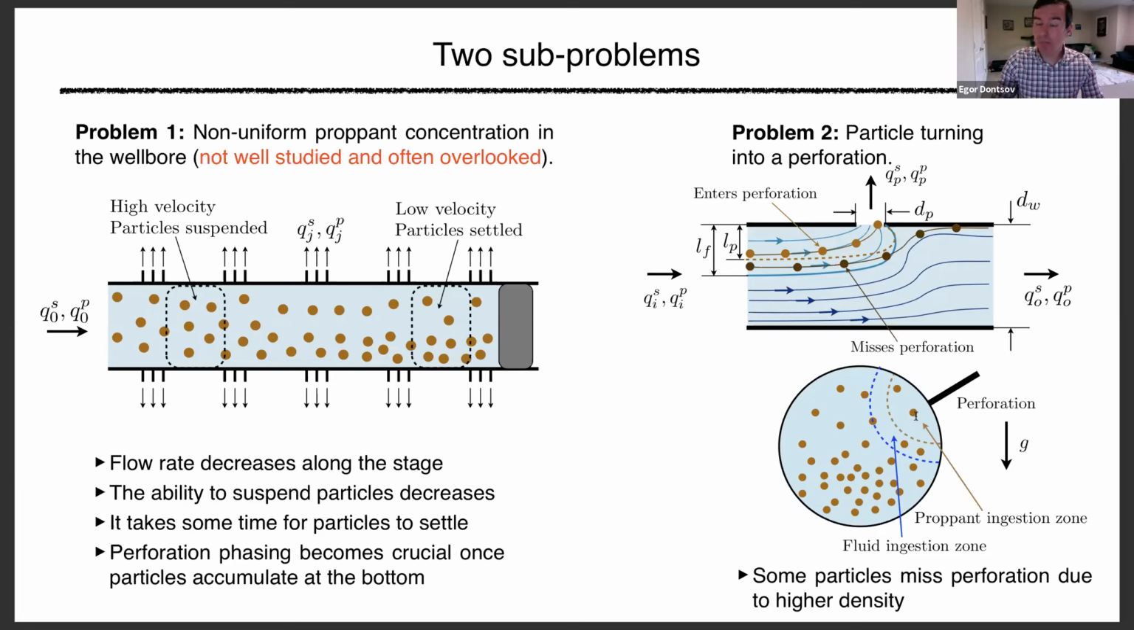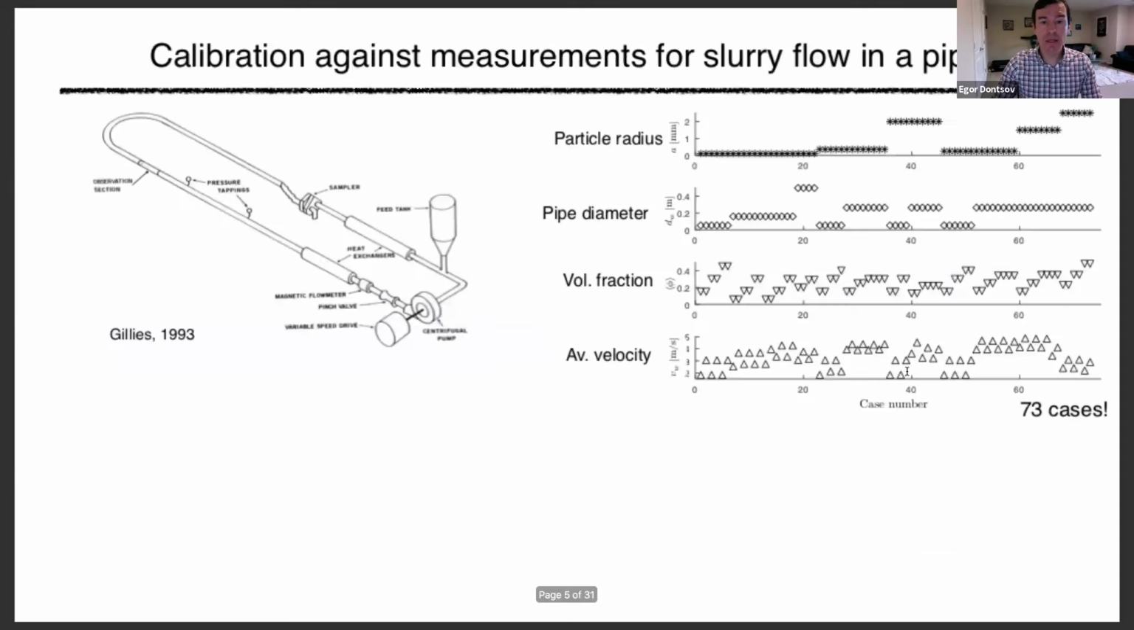In other words, you're grabbing particles and slurry and fluid next to the perforation. If the perforation is at the top, you're grabbing particles at the top. If the perforation is at the bottom, you're grabbing particles at the bottom, right? And here again are schematics of the so-called fluid ingestion zone. If you imagine the fluid streamlines, fluid from this zone enters the perforation, and particles from a smaller zone enter the perforation, because those a little outside miss again due to inertia. So that's the second problem. We call it the particle turning problem, and they work together.